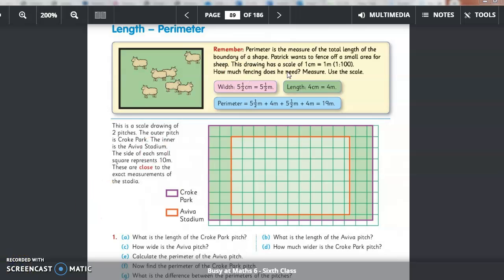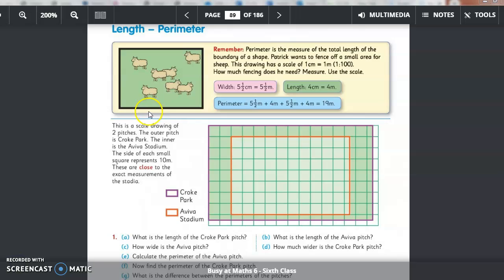Now imagine you wanted to show that field on a map. You'd need a huge map to show the size of the field, so you use what's called a scale, where every 1 centimeter is equal to 1 meter, as in 1 centimeter is equal to 100 centimeters. So looking at this field here, every 1 centimeter here is worth 1 meter in real life.